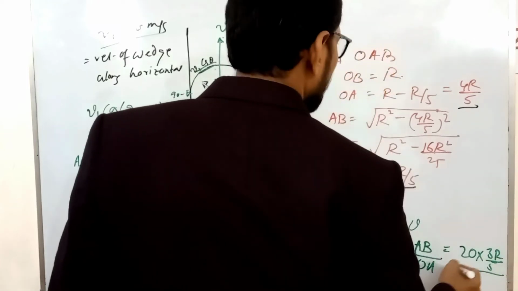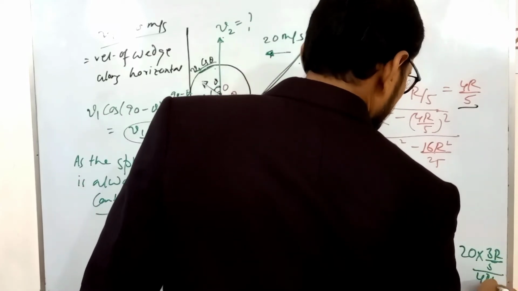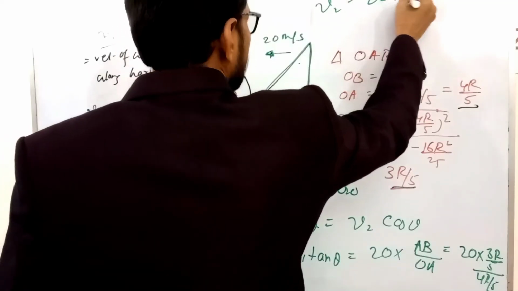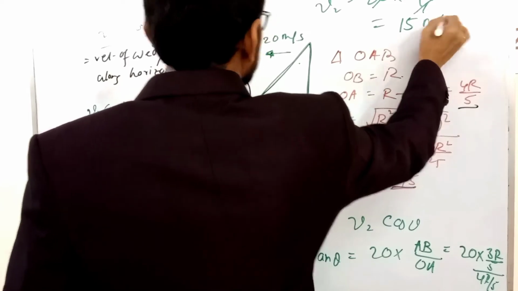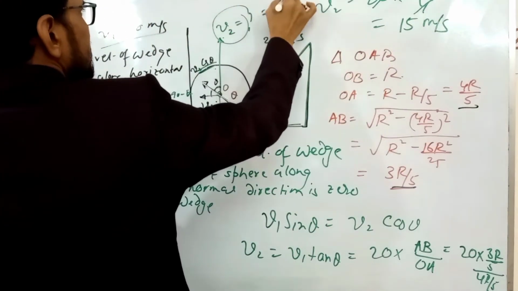OA, what is OA? OA equals 4r by 5. 20 into 3 by 4, that is 15 meter per second. So this is the answer. V2 equals 15 meter per second.